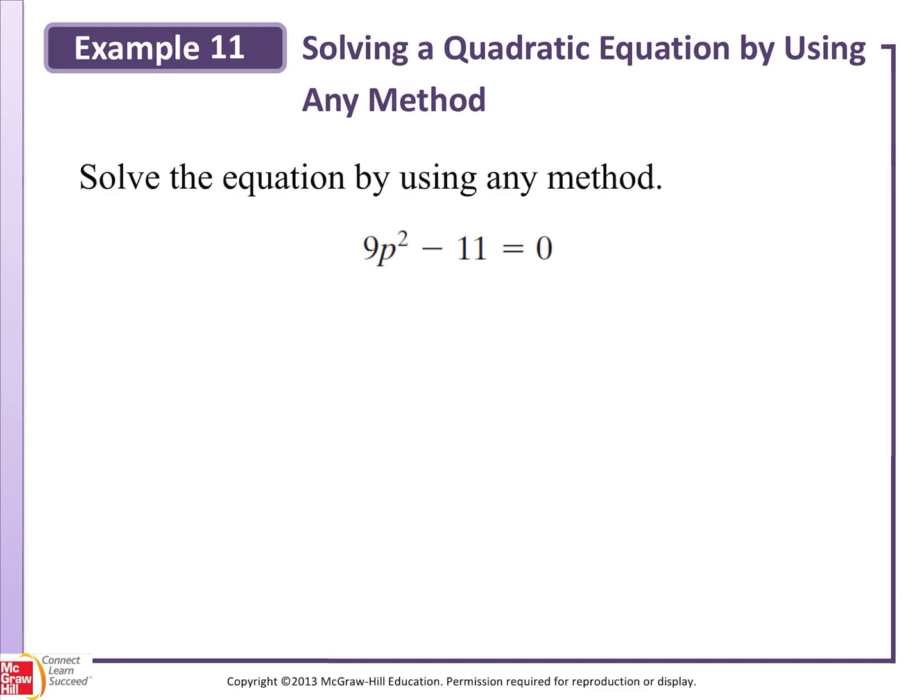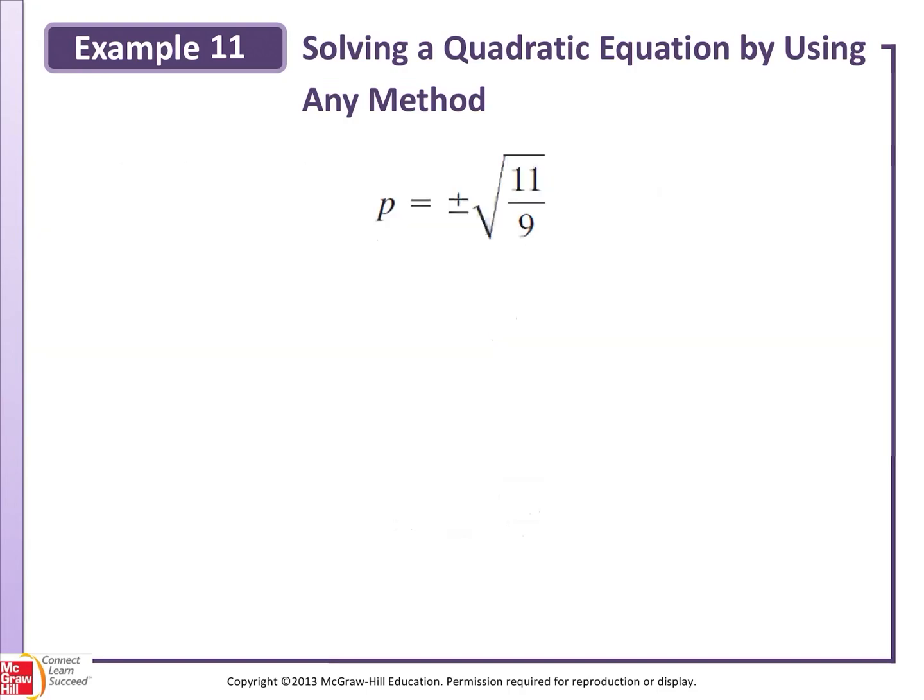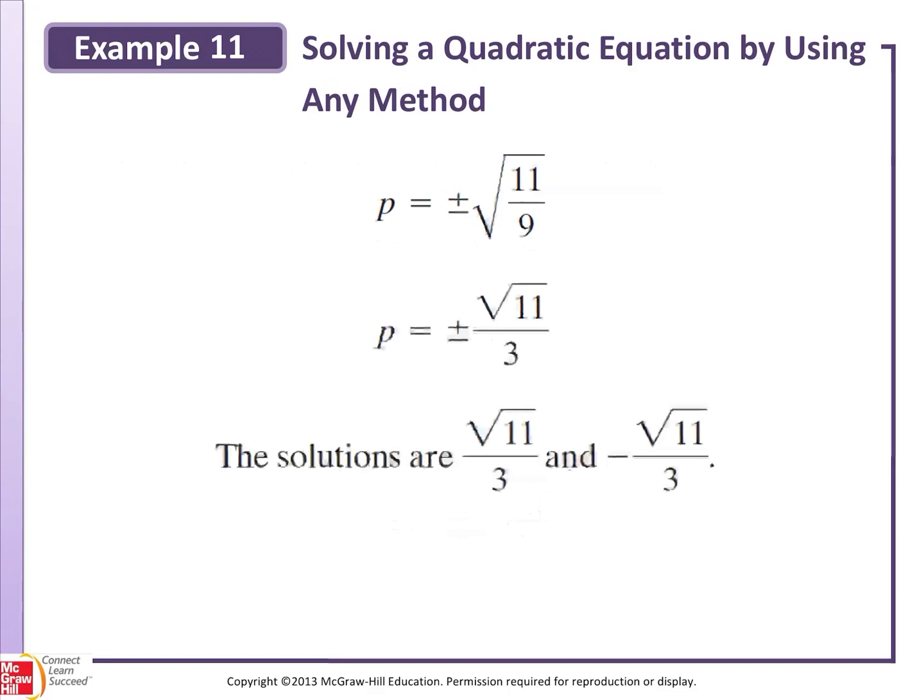All right, let's see what we get. First, we add the 11 to the other side, because when we're doing the square root property, we don't need to have it equal to 0. And then we'll divide by 9, and then we take the square root. So it's plus or minus the square root of 11 over 9, and you know that we don't leave denominators under the radicals, so we would rationalize. We just have to take the square root of 9, and that will be our 3. So those are our two answers.